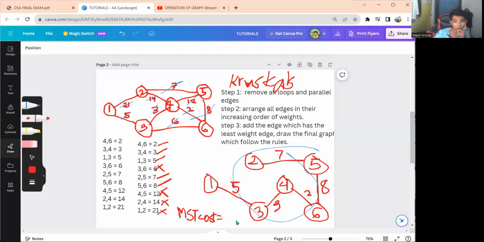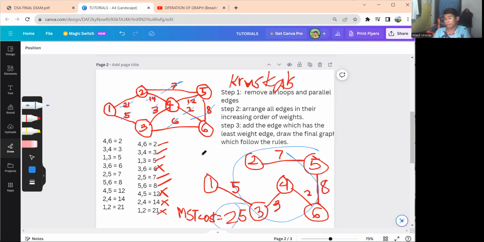So our value is basically 7 plus 8, plus 2, plus 3, and plus 5. And that is basically 25. So 7, 8, 15, 17, 25. Okay. Your cost for Kruskal's minimum spanning tree algorithm is 25 definitely. So this will be your answer finally.